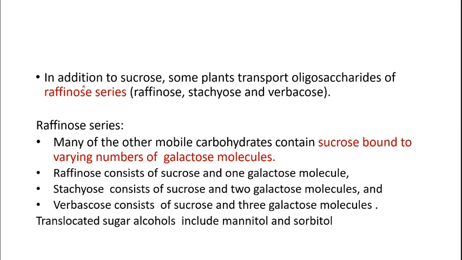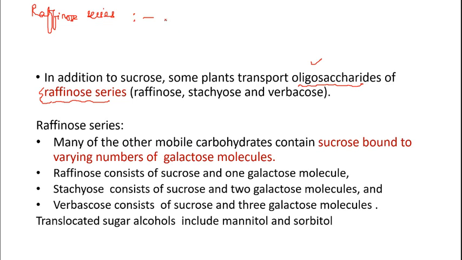Now we know that sucrose is the most abundant sugar translocated in the phloem. Some plants transport oligosaccharides also. These oligosaccharides belong to the raffinose series. So what does the raffinose series include? They include carbohydrates which contain sucrose plus a varying number of galactose molecules.